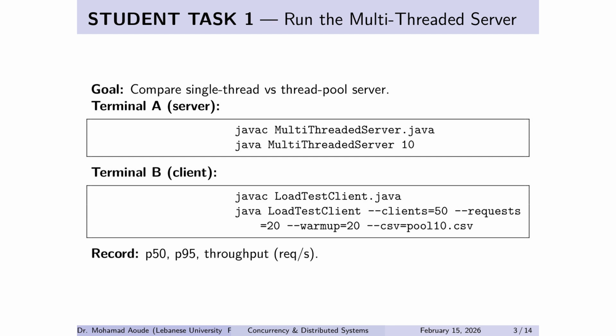What should you observe? The median latency, or P50, should drop significantly. The tail latency, or P95, should also improve. Throughput should increase. This is empirical evidence that concurrency helps when the workload is I/O bound. But don't stop here, because we're about to break it.